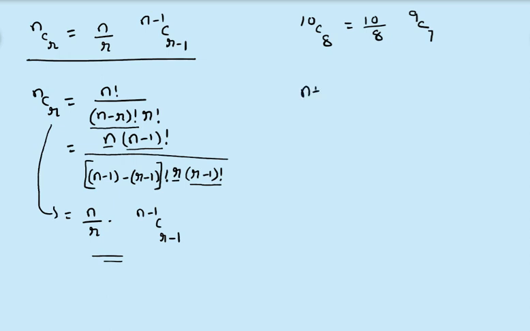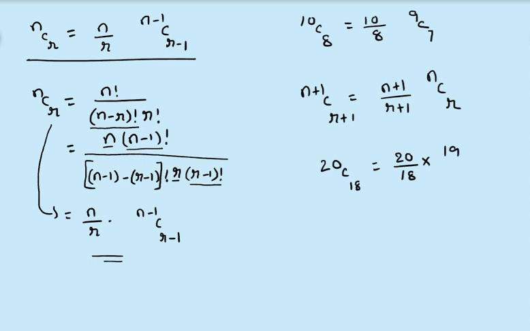Now tell me what we can write for n+1Cr+1. That we can write as (n+1)/(r+1) into nCr. What can we write for 20C18? 20C18 can be written as 20/18 into 19C17, right? So another idea we are going to discuss here, greatest binomial coefficient.